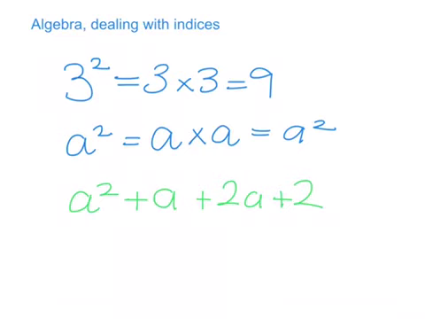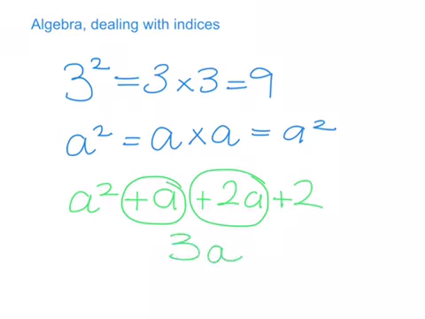We would be able to collect the plus a and the plus 2a. Combining a and 2a would give you 3a, but you would keep the a squared as it is and would keep that plus 2 as it is. So if you're trying to simplify algebraic expressions when you've got some terms that are raised to powers, you can't combine them with terms that are raised to a different power.